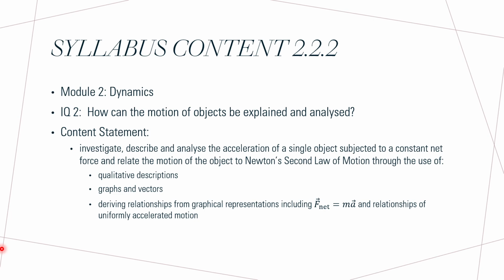The content statement for this one is quite broad. It says that we need to investigate, describe, and analyse the acceleration of a single object subjected to constant net force and relate the motion of the object to Newton's second law of motion. So the general gist is that because we have F equals ma as the equation that is quite representative of Newton's second law of motion, if we have the kinematic measurement of acceleration, we can either find the net force and complete dynamics calculations, or vice versa. If we know information about the force that's being applied to an object, we can use Newton's second law of motion to find acceleration and then hopefully be able to calculate some other kinematic aspects.